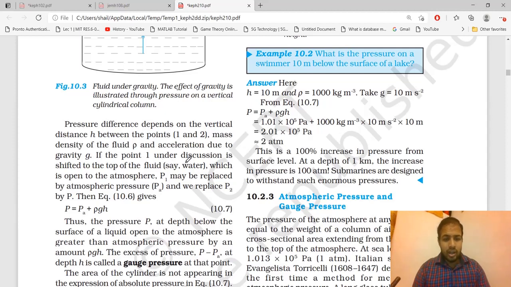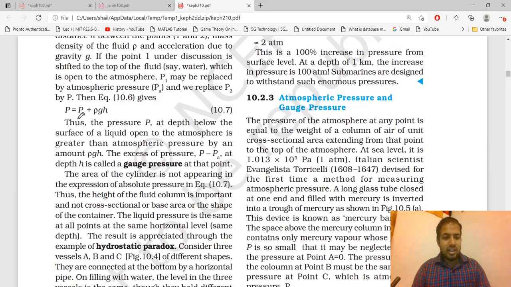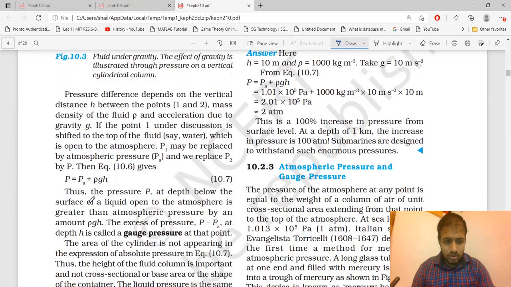If point 1 under discussion is shifted to the top of the fluid, say water, which is open to the atmosphere, then P1 may be replaced by atmospheric pressure Pa, and we replace P2 by P. Then equation 10.6 gives P equal to Pa plus rho g h. Thus, the pressure P at depth h below the surface of a liquid open to the atmosphere is greater than atmospheric pressure by an amount rho g h.